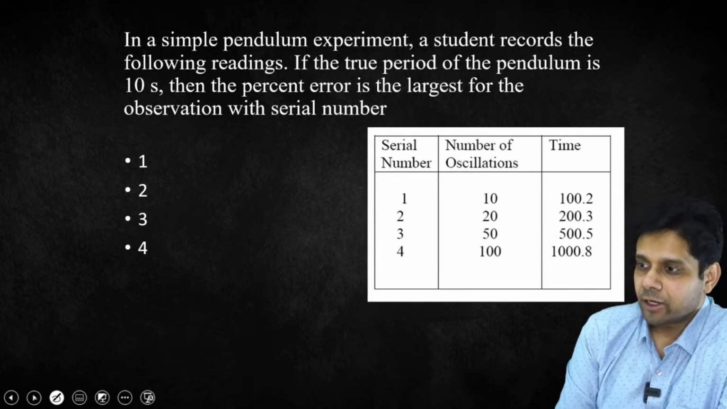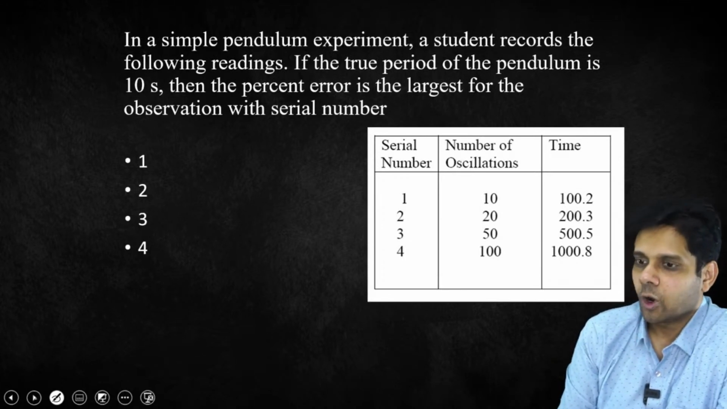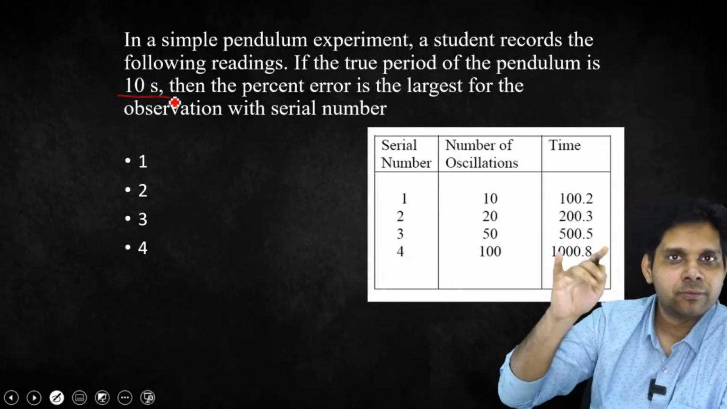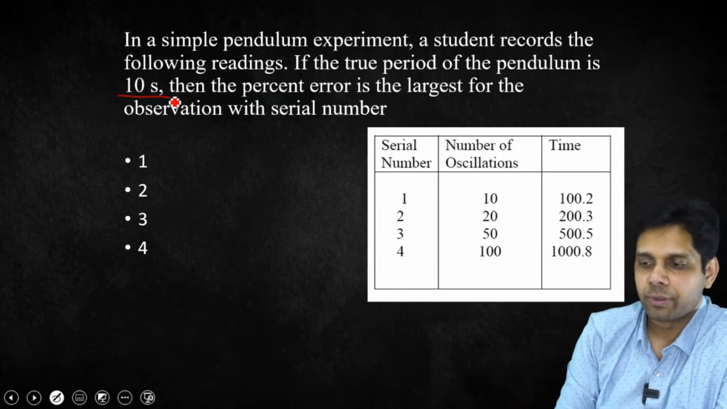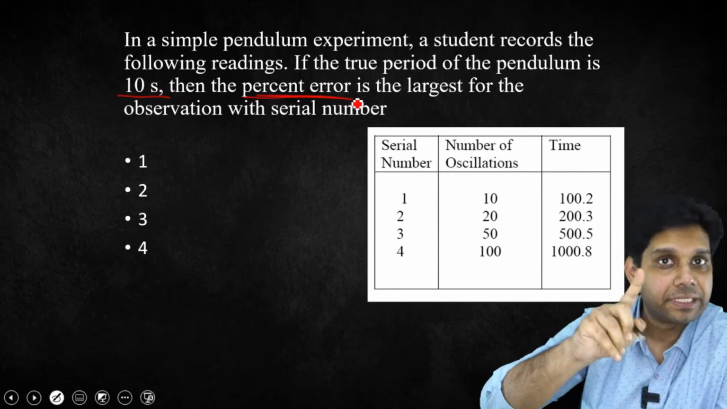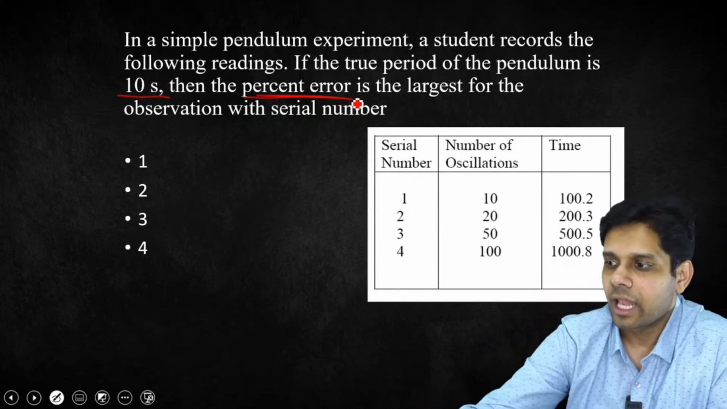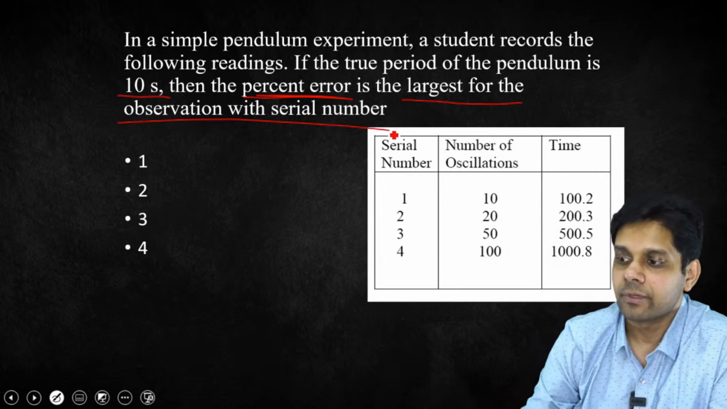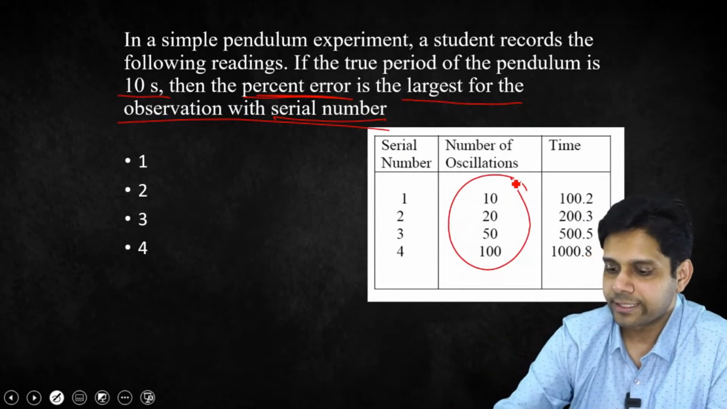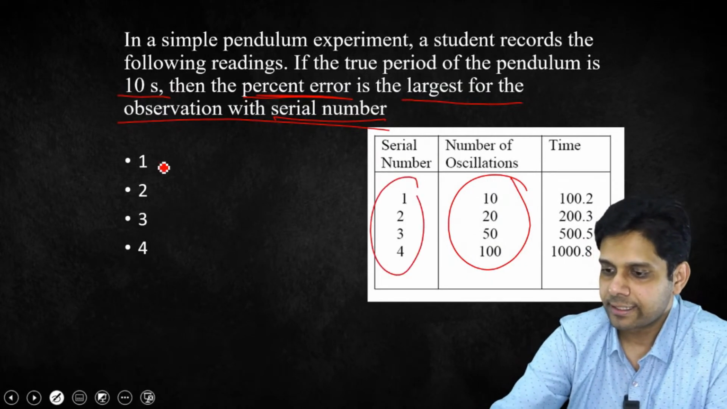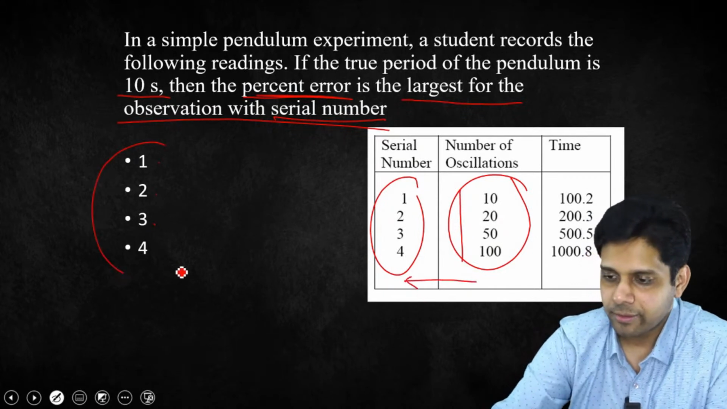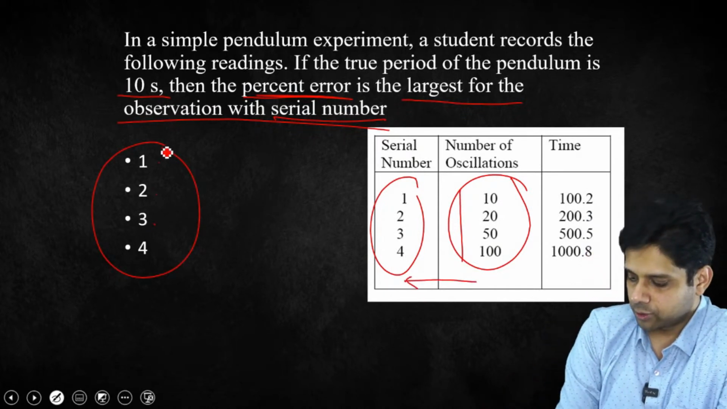In a simple pendulum experiment, a student records the following readings. If the true period is 10 seconds, so actually the paper setter has given us the true period, which is 10 seconds, then the percentage error is the largest for the observation with serial number. Which one? Now, they said serial number. They didn't ask about this, right? So don't look at this data. You have to look at the serial number. So first find out the answer option. Whatever is the corresponding number, that will be the answer option here.